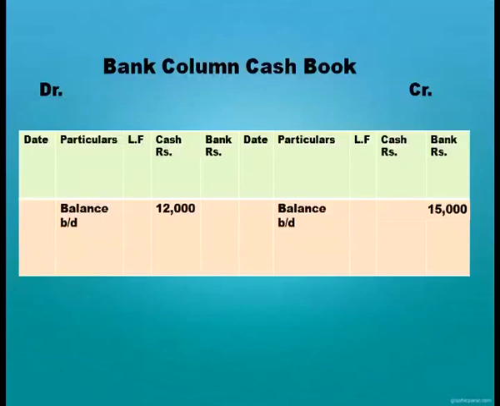12,000 as opening balance, balance brought down, in the cash column, and the bank overdraft of rupees 15,000 is recorded on the credit side. The extra amount you have withdrawn from the bank, over and above your balance, will be repaid by you after some time. So, this is an overdraft. It will be posted on the credit side of the bank column of the cash book.